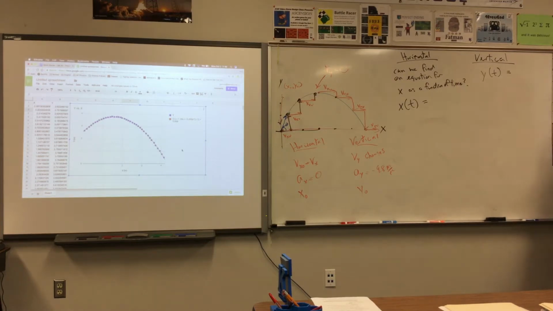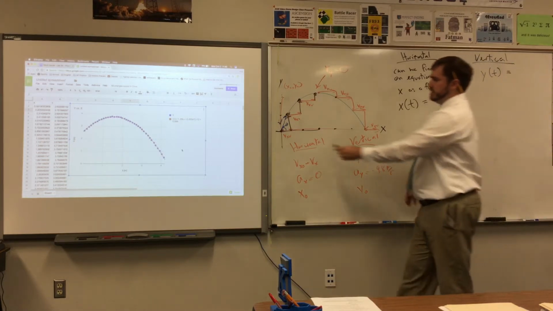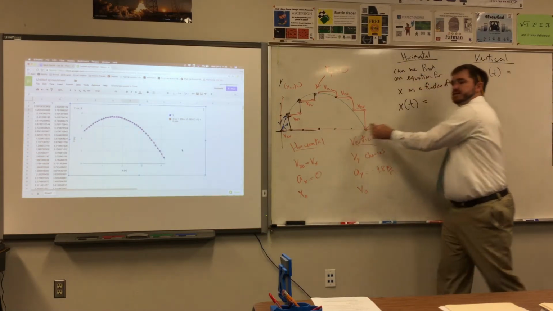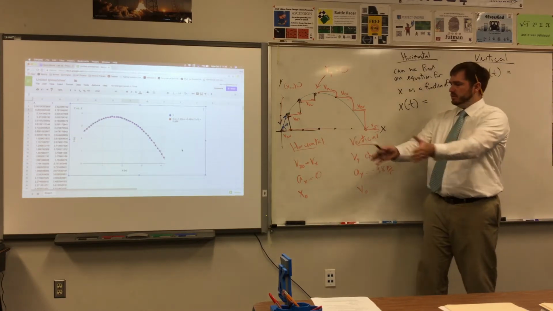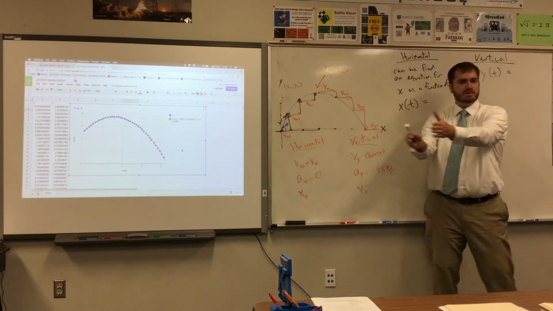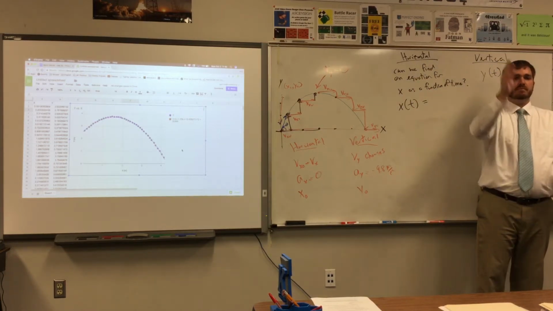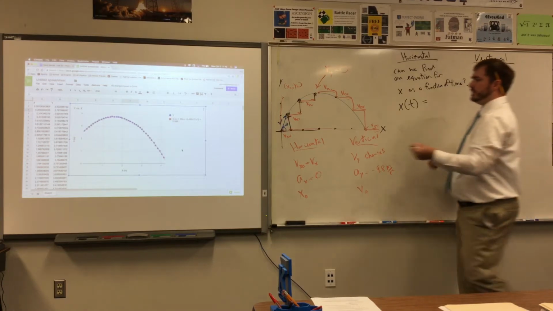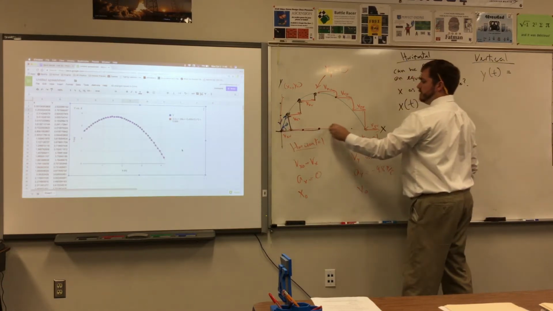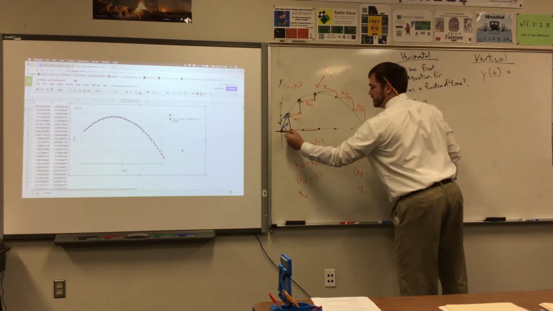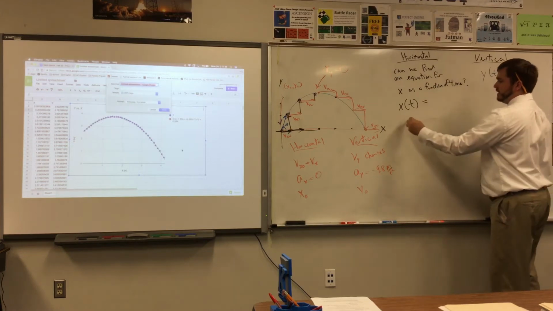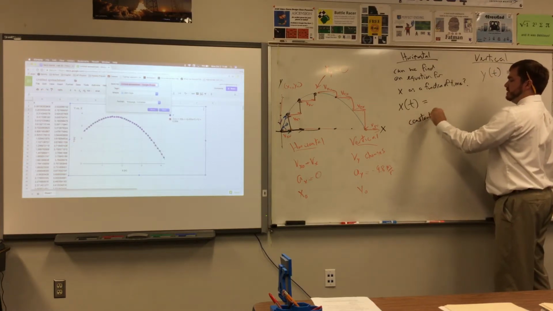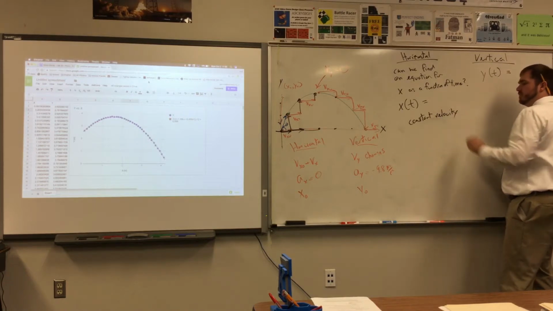Can we find an equation for x as a function of time, where we can figure out what the x position is based on a given time? Now, you already said, some of y'all, horizontally. Talk to me about that motion, horizontally. Constant velocity. Agreed. So it's here, then here, then here, then here, then here. So we've got constant velocity. What is that velocity?